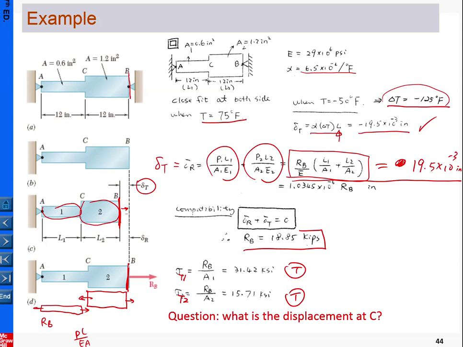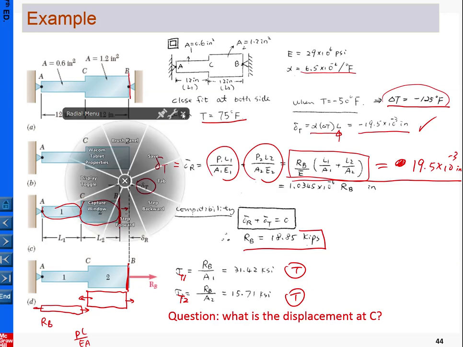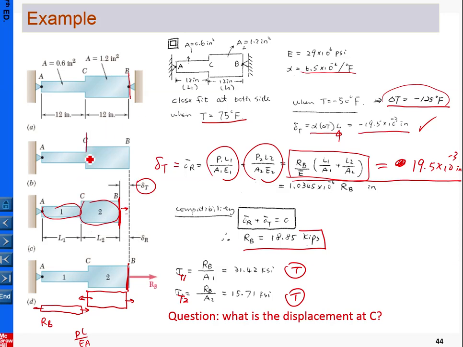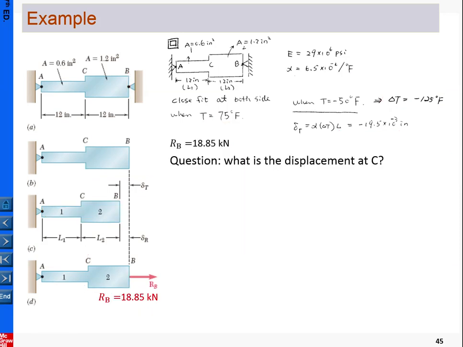Now this question I'm going to ask you: what is the displacement at point C? You see right now the displacement of C is influenced by two portions. One is influenced by thermal contraction. Due to free thermal contraction, C is going to move a little bit leftward. And the second one is due to the reaction force. The reaction force is actually helping C to move a little bit rightward. So we're going to determine the two pieces, and then that will give us the net displacement at C here.